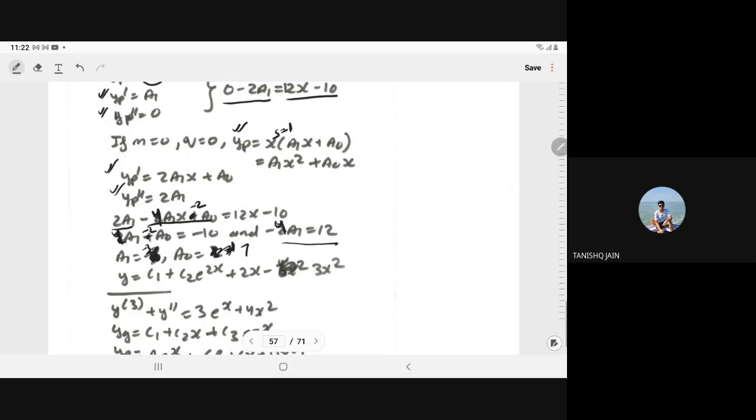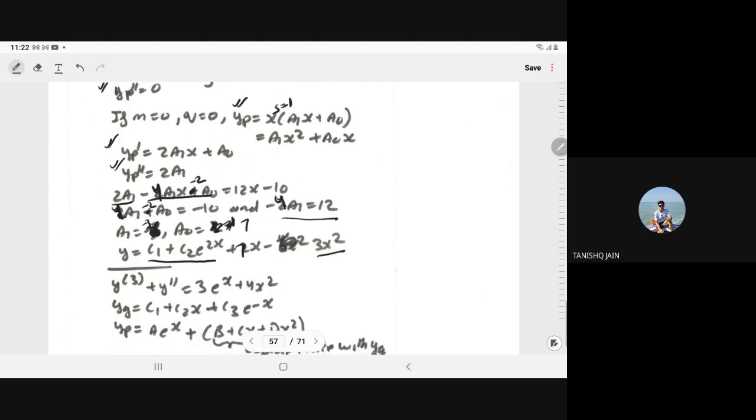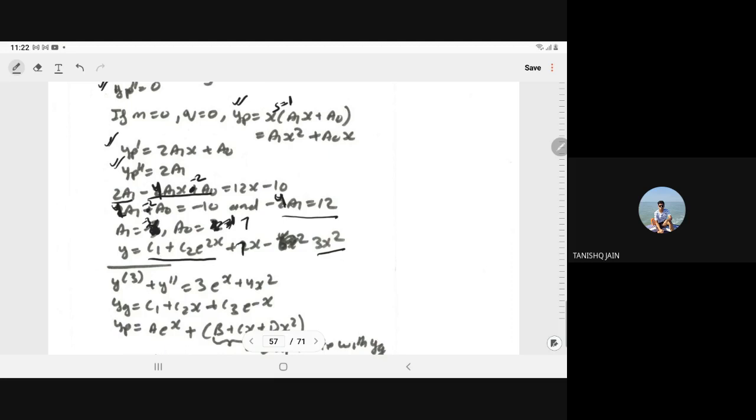So our solution will become yg plus yp. So c1 plus c2 e to power 2x plus a1x square, so it will be minus 3x square, and here we have the 7. Correct? That is another thing, this calculation is another thing. The main thing is to recognize the duplicacy.